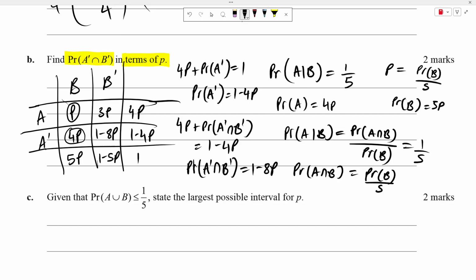Now you can also do this from another angle. You could add 3p plus whatever's in this box, which has to equal 1 minus 5p, and you would get the same exact result. And this is going to be our final answer.